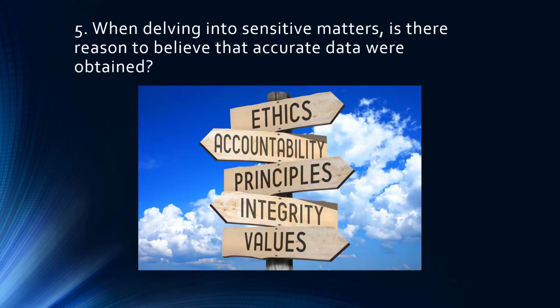Number 5. When delving into sensitive matters, is there a reason to believe that accurate data were obtained? Some issues are sensitive because they deal with illegal matters such as illicit substance use, gang violence, and so on. Others are sensitive because of societal taboos such as those regarding certain flaws of sexual behavior. Still, others may be sensitive because of idiosyncratic personal views on privacy. For instance, age and income are sensitive issues for many individuals.